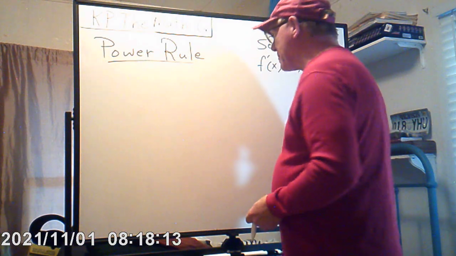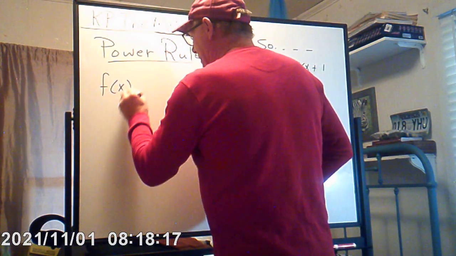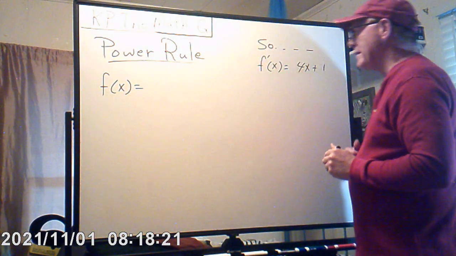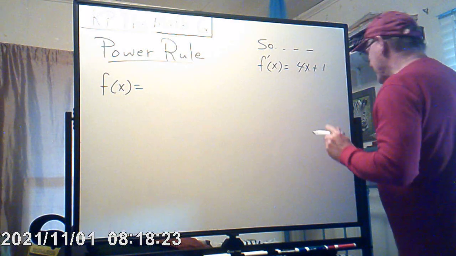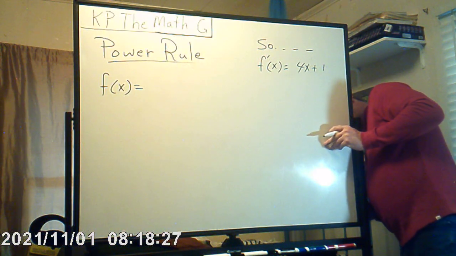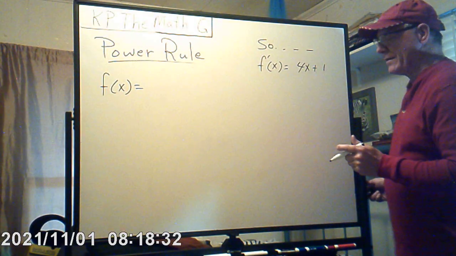Well, let's do the power rule. Let's go back to f, what we originally had. I'm going to have to look on the other side of this board to see what we had. Well, let's see. It was, what was it? 2x squared plus x. Okay, 2x squared.